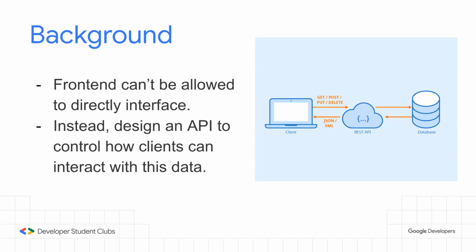And so what we do instead is we design some sort of API, whether it be a REST API or GraphQL or one of the other things we're going to talk about towards the end, to serve as a contract between the client and our data and let the client know exactly what they are allowed to do and present whatever response they're expecting back.